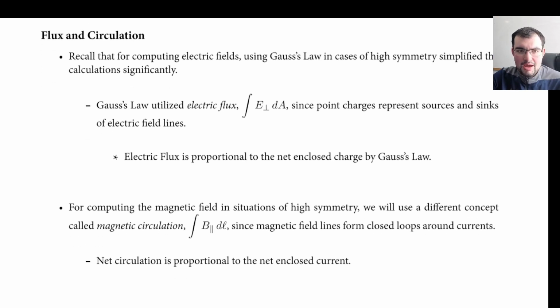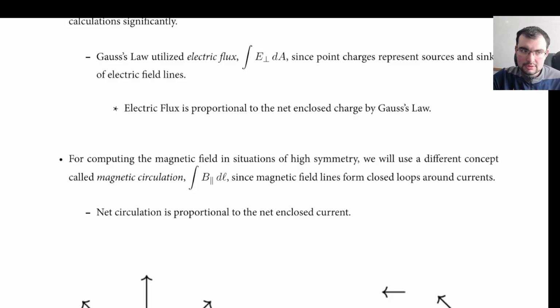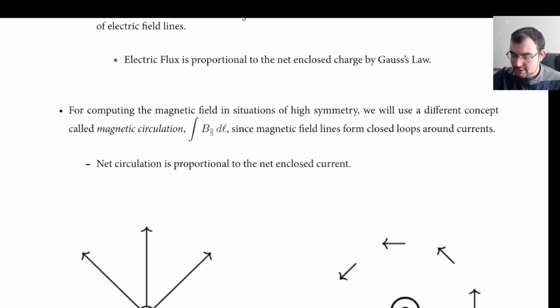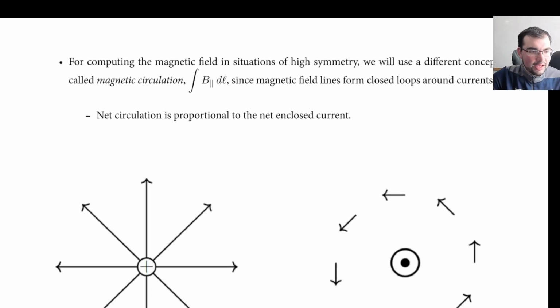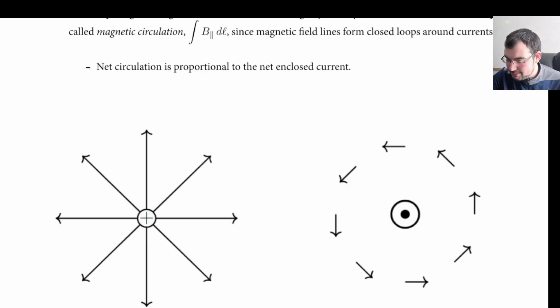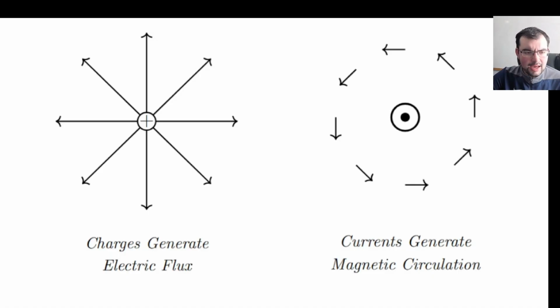But we know that breaks down for magnetic fields because we know what Gauss's law says for magnetism. It says your net magnetic flux is zero through any closed surface. So instead, we're going to define a new concept. This is a sort of cousin of flux. And like many people, I call it circulation.